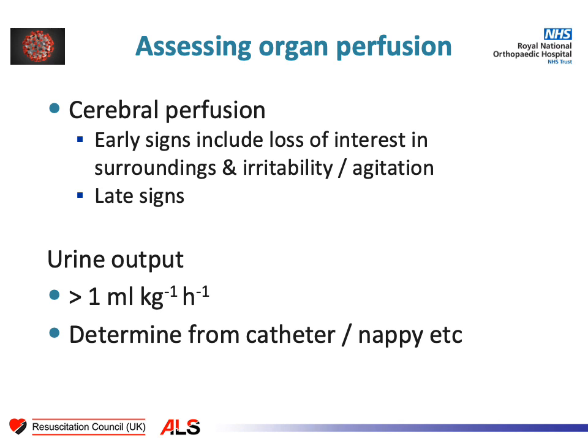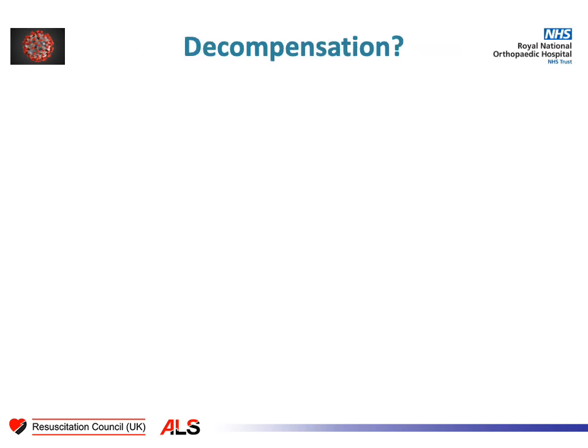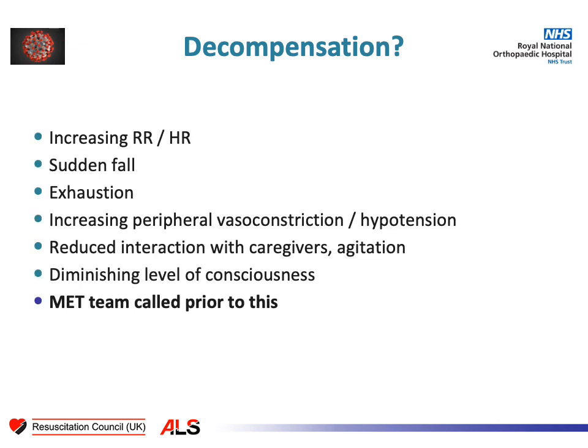Urine output can be a relatively early sign of circulatory failure, so it should be carefully assessed if possible, but this may be difficult, especially in young children. If respiratory and cardiovascular deterioration are not picked up early enough, the child may decompensate. This can lead to an increasing respiratory rate and heart rate, which then rapidly falls. The child may become exhausted and become peripherally vasoconstricted and hypotensive. A dropping blood pressure is a late and worrying sign.